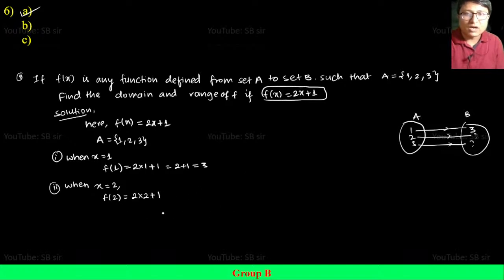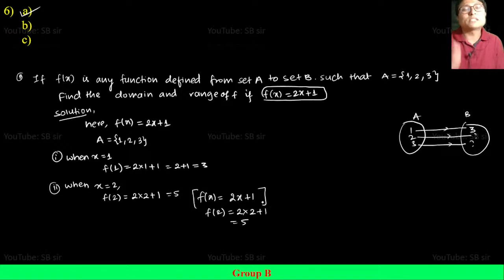Since f(x) is equal to 2x plus 1, you have to replace the value of x with 2. It will be f(2) is equal to 2 times 2 plus 1. 2 times 2 is 4, 4 plus 1 is 5. So simplifying it further, it will be 5. Just replace the value of x with 2. Wherever there is x, replace the value with 2. Okay, so we have got the value of f(2) also.